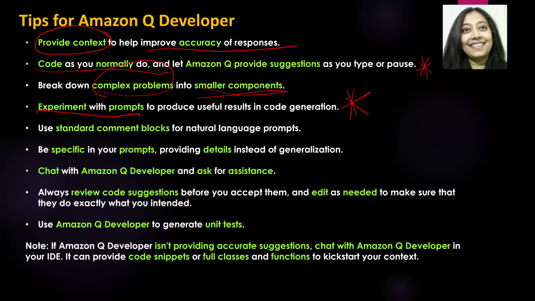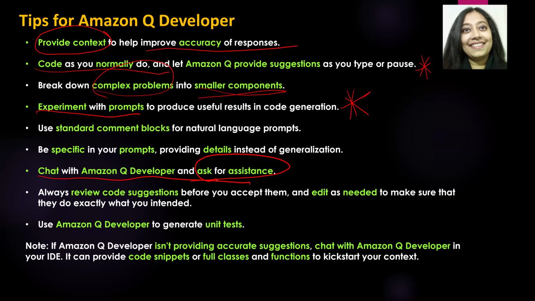Chat with this particular tool. That is, in fact, one of the points over here. Chat with Amazon Q Developer. And most importantly, ask for assistance. Don't just come and tell me, okay, it's not generating any suggestion for me. Okay, if you need assistance, ask for it. But it's important for you to experiment with different prompts, generate different prompts, communicate with this tool.